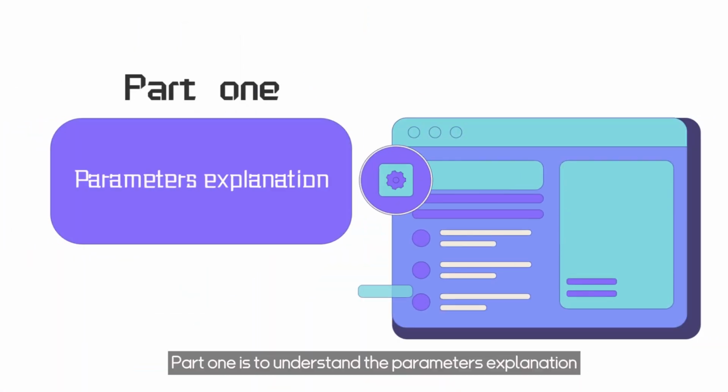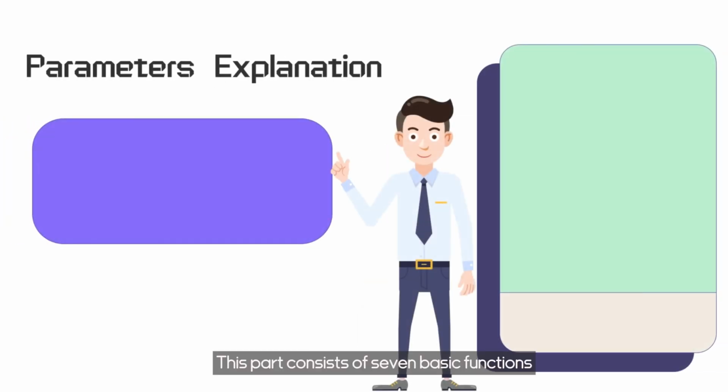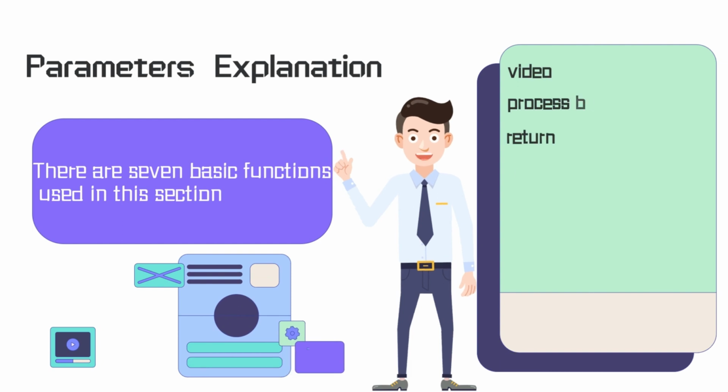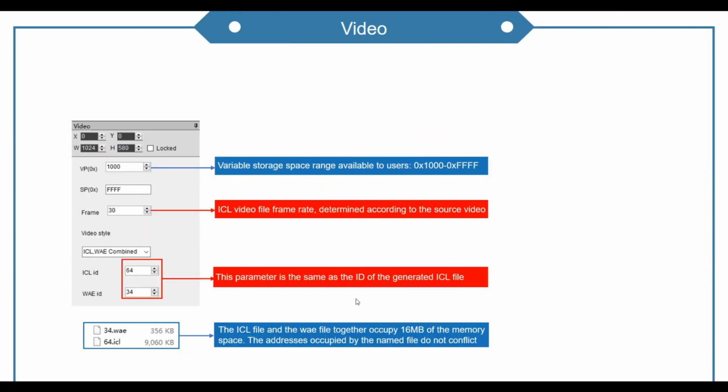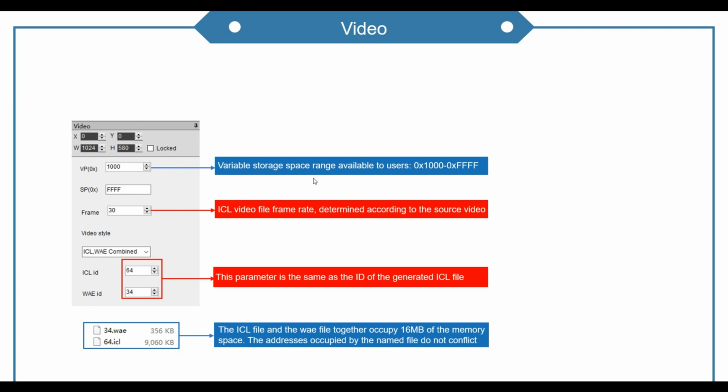Part 1 is to understand the parameters explanation. This part consists of 7 basic functions. The first is video. Variable storage space range available to users.